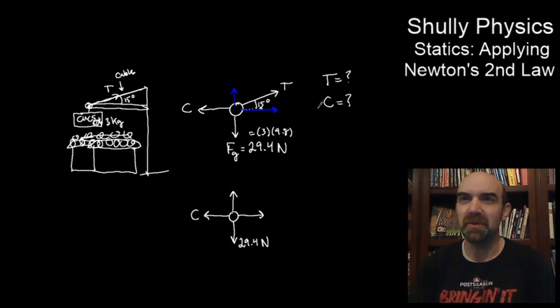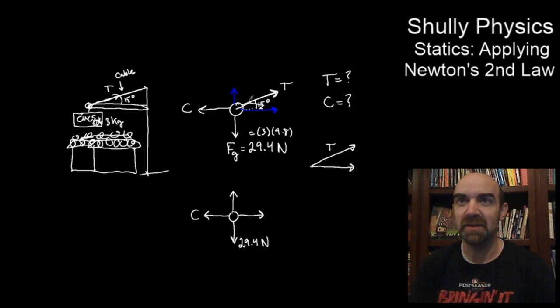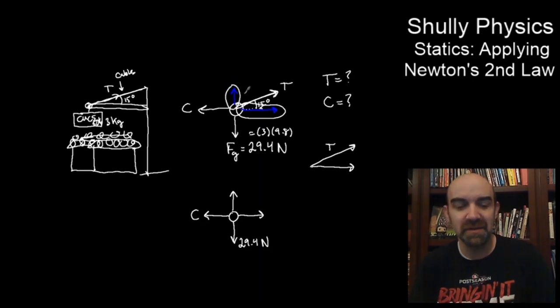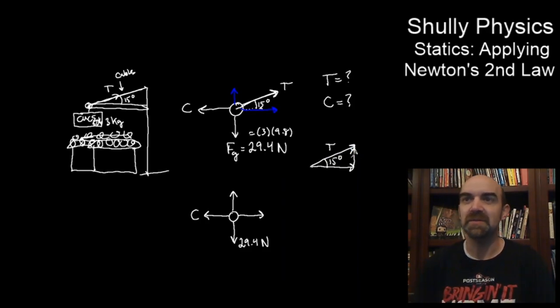So what we're going to do is imagine this force vector T as the hypotenuse of a right triangle. The hypotenuse has the amount T, or the length. And there's a horizontal component to that, represented by this piece. And there's a vertical component represented by this piece. And we're going to draw that vertical component like so, right there, and fill in the angle of 15 degrees.